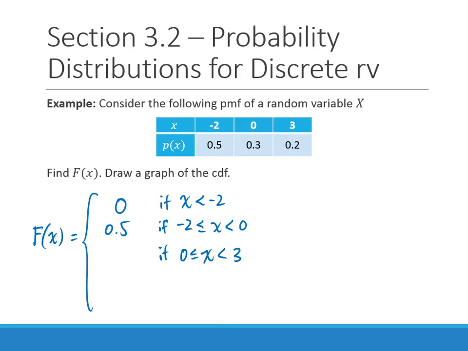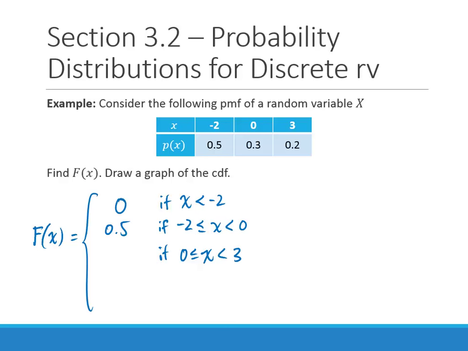So this is going to be a step function, if that's where we're going. If little x is 1, what is the probability of being less than or equal to 1, for example? I have 0.3. I'll hit that at 0, but -2 is also less than 1, so I need to add in that probability as well.